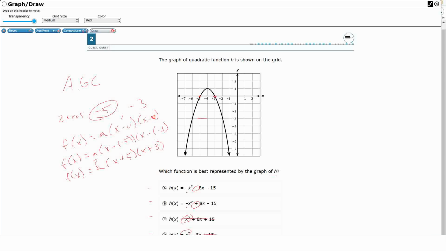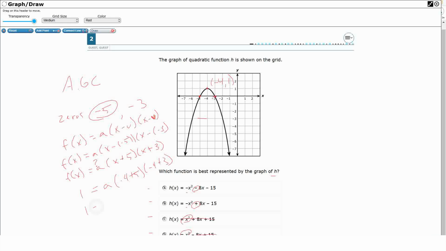So let's take a point. Let's take the vertex here. So my vertex is going to be -4, 1. And let's plug that in. And that should give me everything. All right, so my f of x is going to serve as my y. So that's going to be 1 equals a, and then my x is -4, and my x is -4.